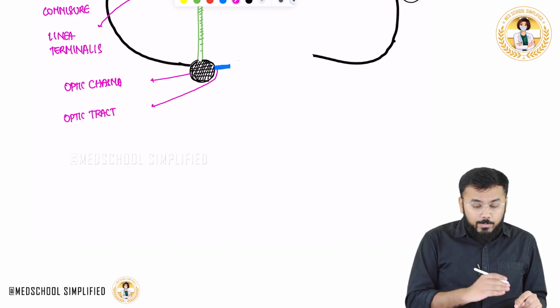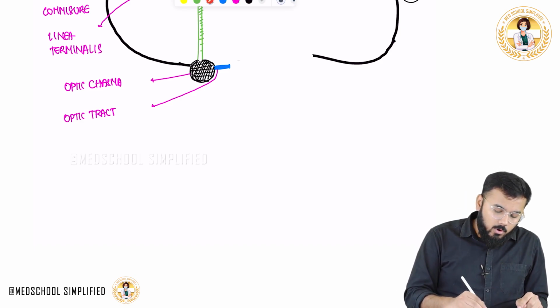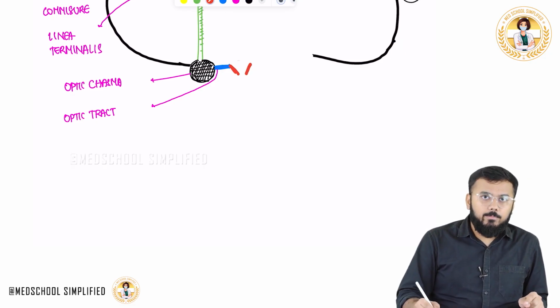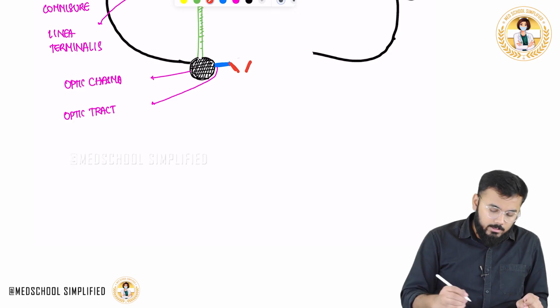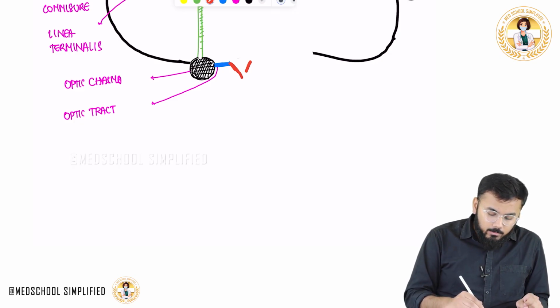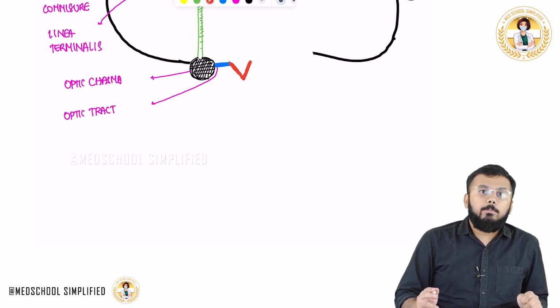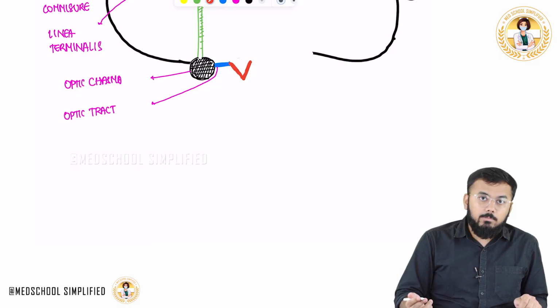Clear? Now behind the optic tract, you have got one structure in this way. This structure is called tuber cinereum. What is this structure called? Tuber cinereum. Now the tuber cinereum forms a conical projection. This conical projection is called medial eminence. What is it? Medial eminence.